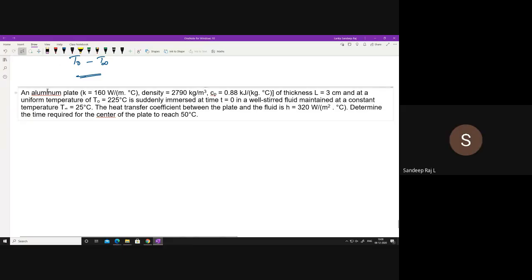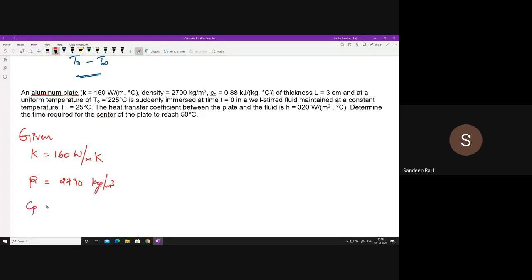This particular problem: what we have here is an aluminum plate. And this aluminum plate has so and so thermal conductivity. Let us write that K value, we will write 160 watt per meter Kelvin, because meter degree centigrade is also equal to meter Kelvin. And the density, meaning rho, is equal to 2790 kg per meter cube.